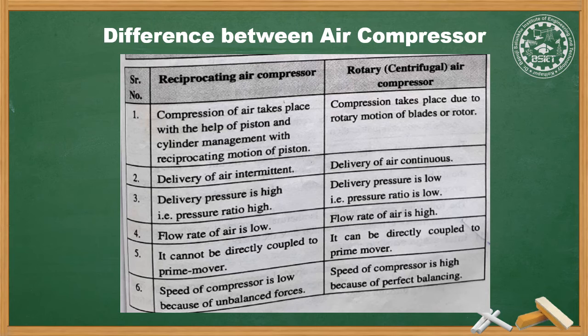Flow rate of air is low in the reciprocating air compressor, whereas flow rate of air is high in the rotary air compressor. The reciprocating air compressor cannot be directly coupled to a prime mover. The rotary air compressor can be directly coupled to a prime mover. The speed of the compressor is low because of unbalanced forces in the reciprocating air compressor, whereas the speed of the rotary air compressor is high because of perfect balancing and fewer moving parts.